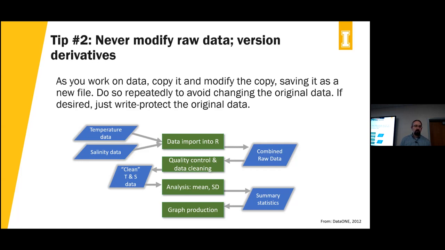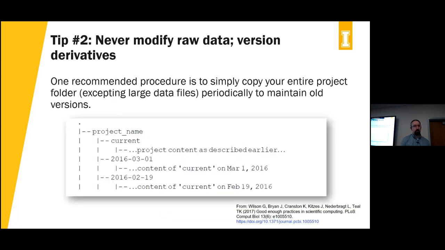Along with that, you may just want to write protect the original data itself. And that's actually a very simple thing too. On a Windows machine, you just right click on the file, you bring up the properties, and then you select read only. And if you make your data read only, you can't accidentally modify it. So you might do that to raw data whenever you've got it in there. It's a pretty useful way of thinking about it.